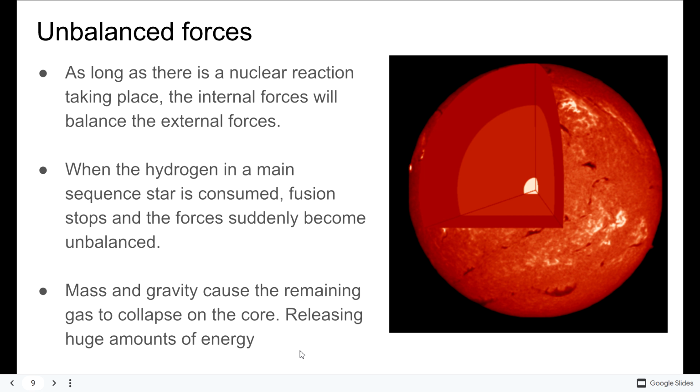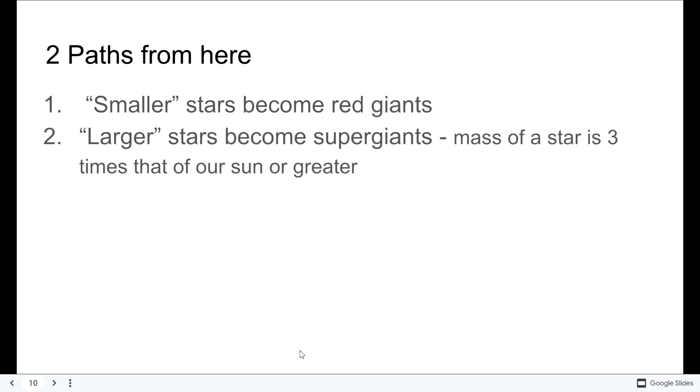When a star collapses, it's going to release huge amounts of energy, and there's two paths that it can take from this point. If it's a smaller star, something around the size of the sun, maybe a little bit larger, all the way down to anything smaller than the sun, it's going to take path number 1 for the smaller stars, and it's going to become a red giant. If it is about 3 times the mass of the sun or more, it's going to take path 2 for larger stars and become a supergiant.